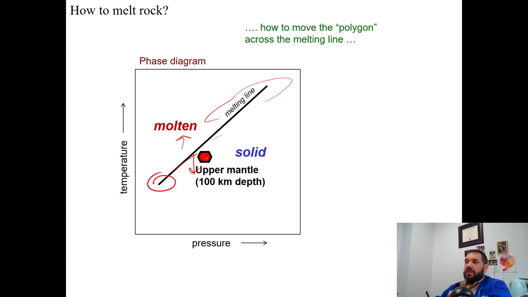Well, I want to show you something here. There are a lot of ways to cross this line. You can go up. That's raising the temperature, and you melt the rock. But notice that you can also just go to the left. That's dropping the pressure, and you melt the rock. You might notice it's actually easier for this rock to melt by moving to the left than it is to go up, right? It has further to go by going up than it does going to the left. So dropping the pressure is going to melt that rock just as much as raising the temperature.